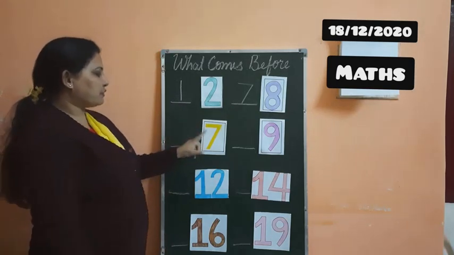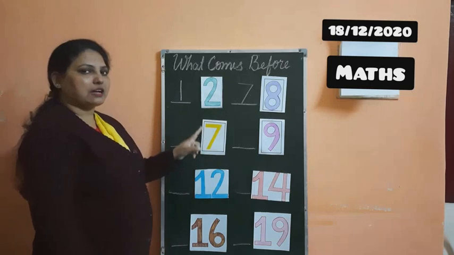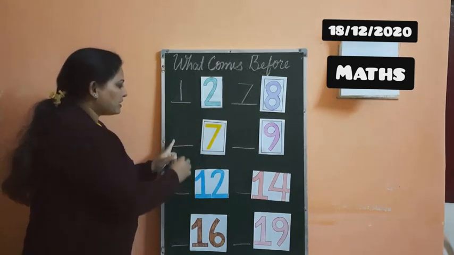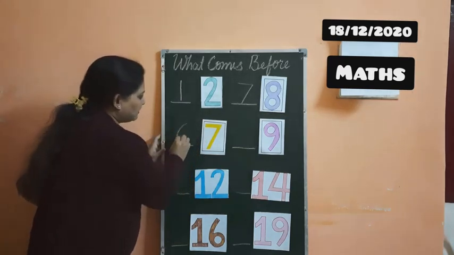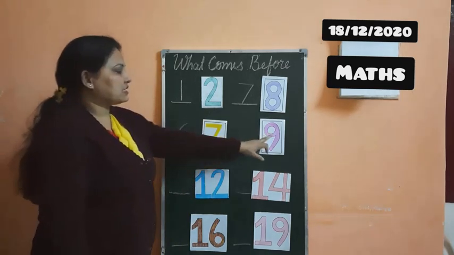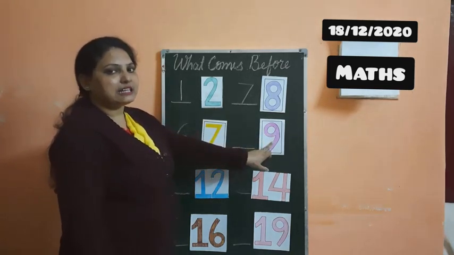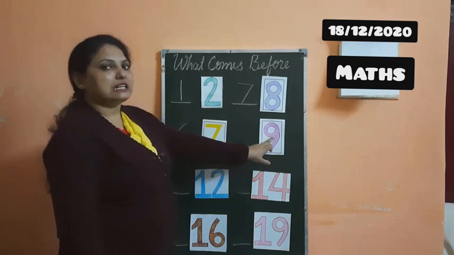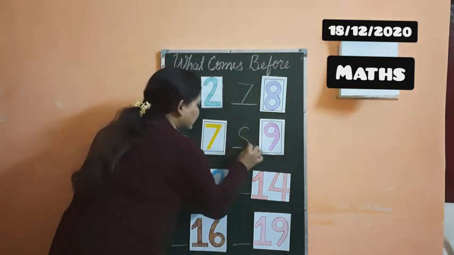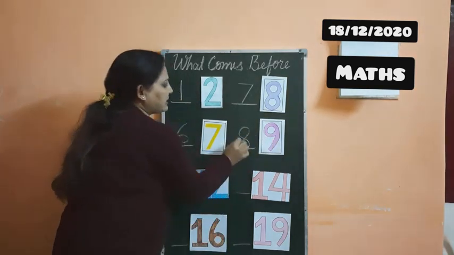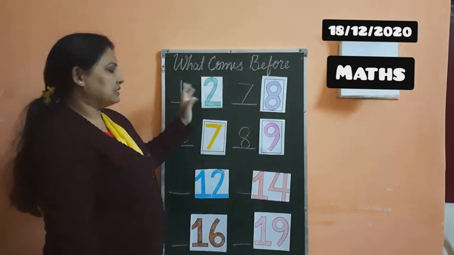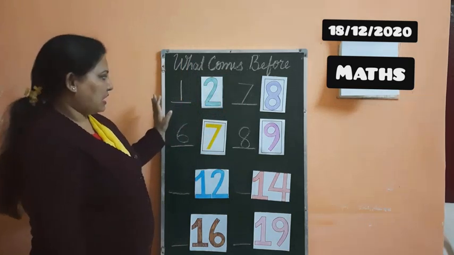Again you have to count for 7. So you have to count from 10 backward: 10, 9, 8, 7, 6. So you will come to know 6, 7. Now which number is this? 9. So you have to count backward: 10, 9, automatically 8 will come. So this is called before 9, 8. When we do after, I will teach you afterwards.